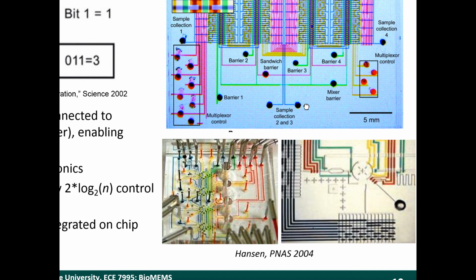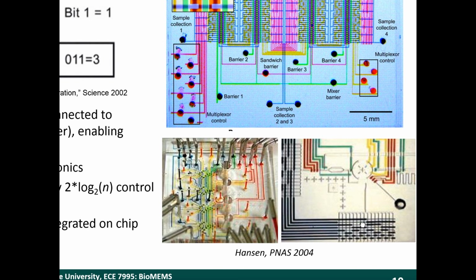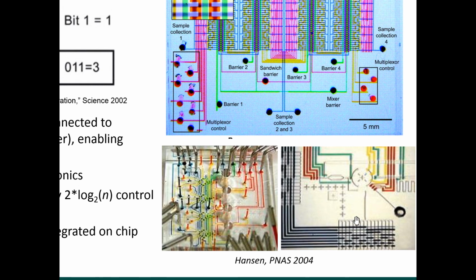This is another example which we just saw in the previous module, where you have a whole bunch of valves on a chip, and you're using those valves as peristaltic pumps, and you're using the valves to control the flow of liquid from one place to another. You can see this sort of pattern here. This is that binary multiplexer scheme.